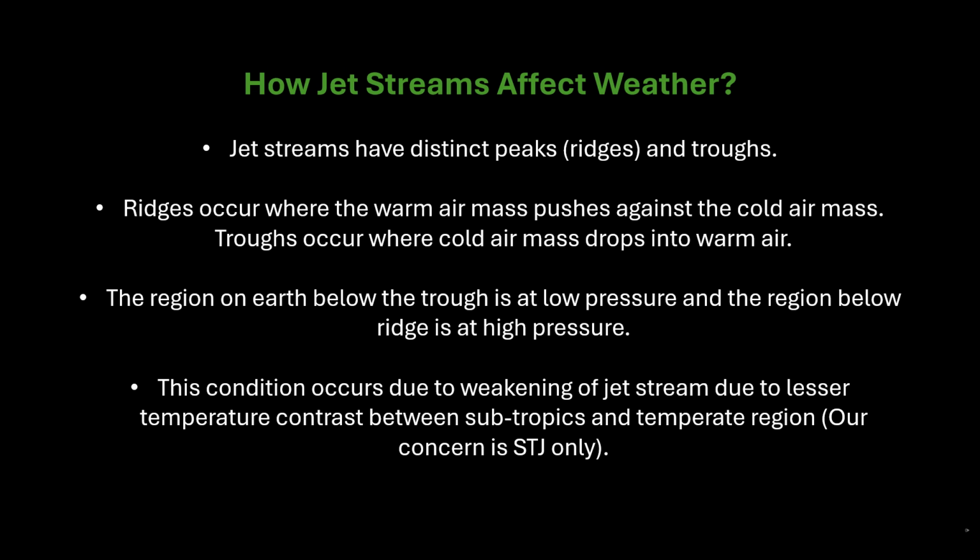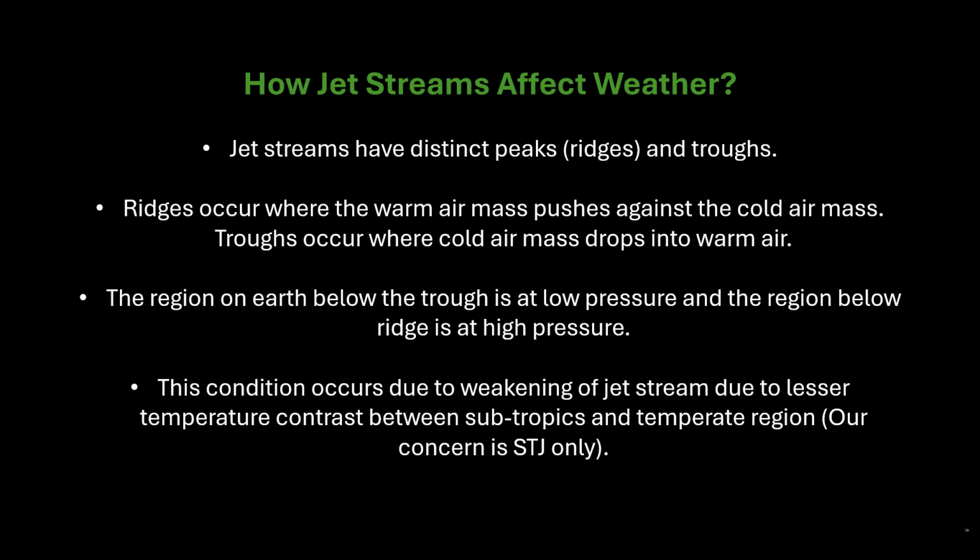Jet streams have distinct peaks, ridges, and troughs. Ridges occur where the warm air mass pushes against the cold air mass. Troughs occur where cold air mass drops into warm air. The region on Earth below the trough is at low pressure and the region below the ridge is at high pressure. This condition occurs due to weakening of the jet stream due to lesser temperature contrast between the subtropics and temperate region.